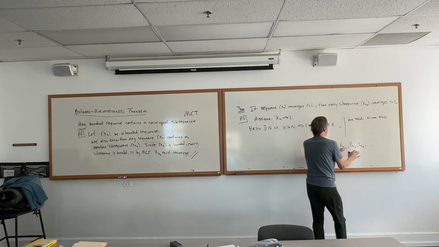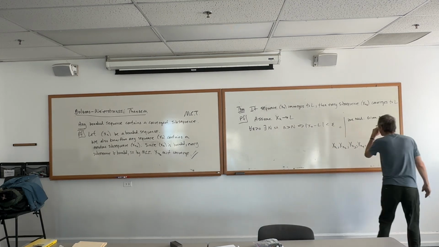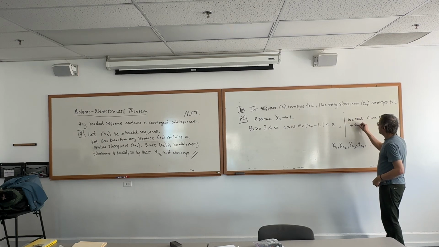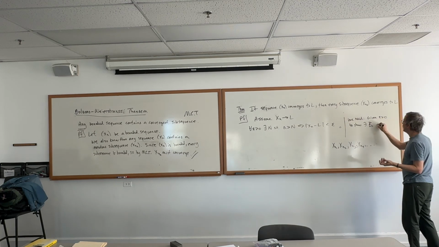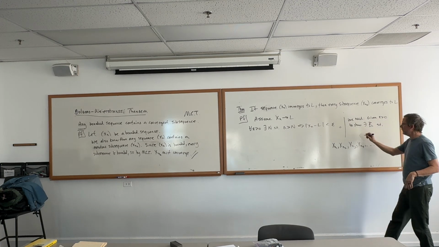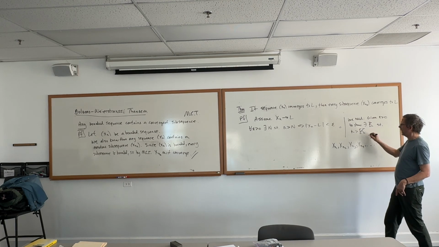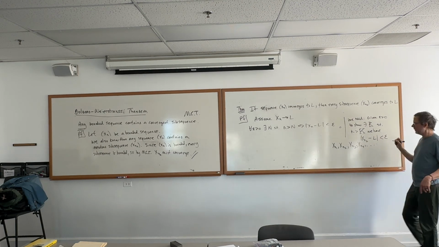It's working with these indices that's the hard part of this proof, these double indices. So given epsilon greater than 0, we need to show there exists some, we're going to call it capital K, just to help us wrap our brains around it, such that when k is bigger than that capital K, we have the absolute value of x sub n sub k minus L is less than epsilon.